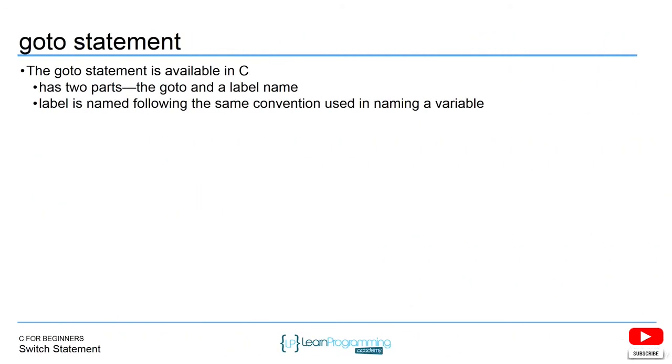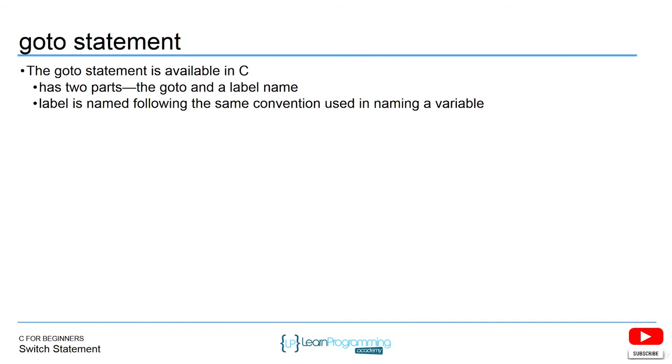The last thing I wanted to mention was the GoTo statement in relation to decision making. It's not a direct decision statement. It's more of jumping to a different line of code using a label. But it is available in C, and that's why I wanted to mention it. There's two parts to the GoTo statement, the label and the GoTo keyword.